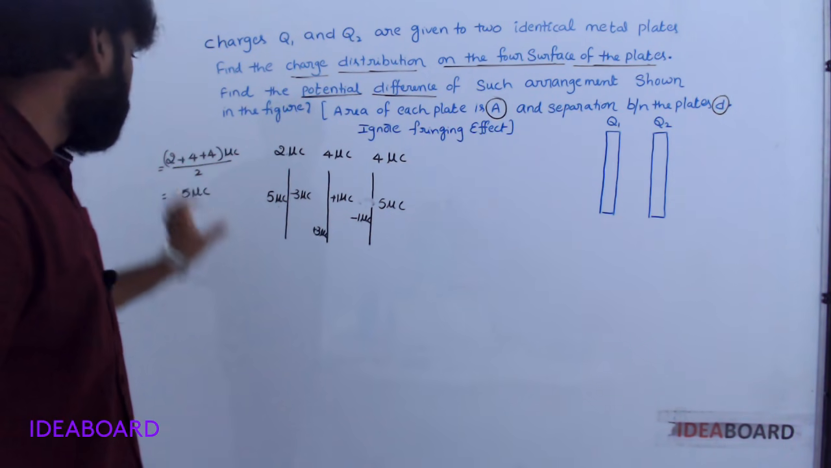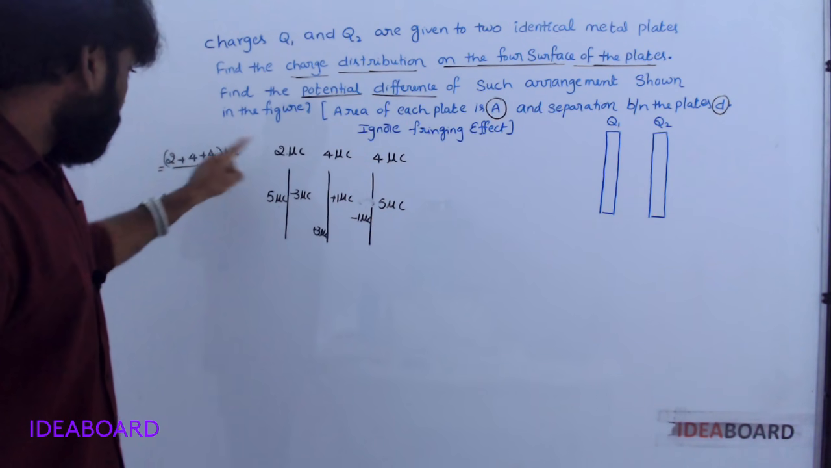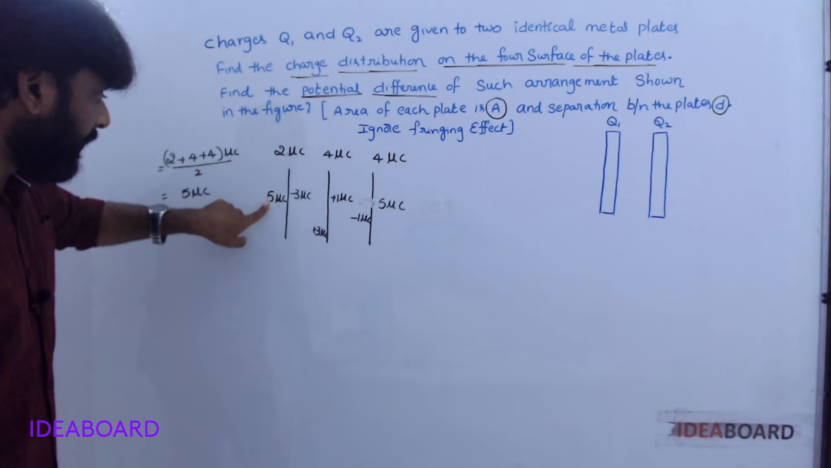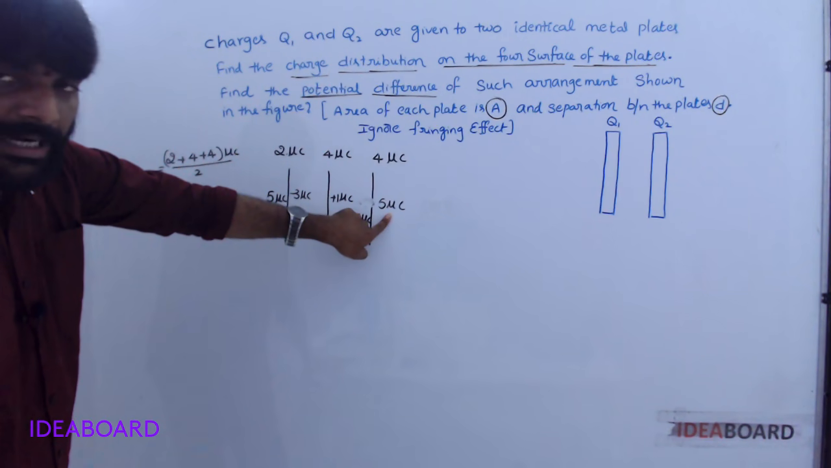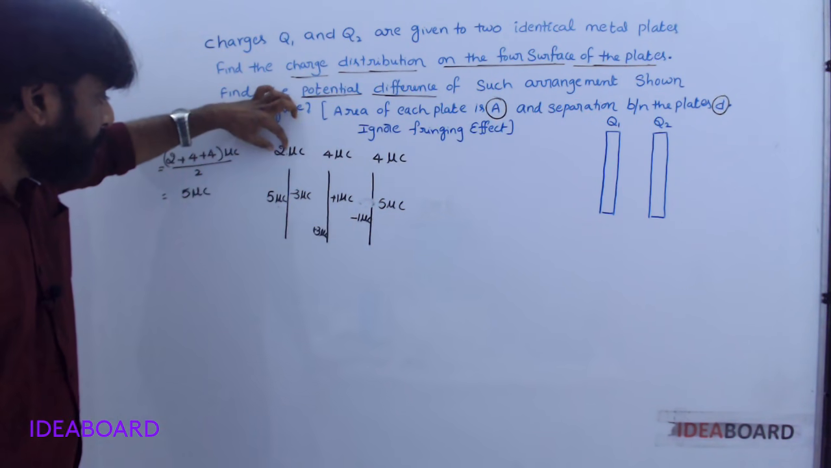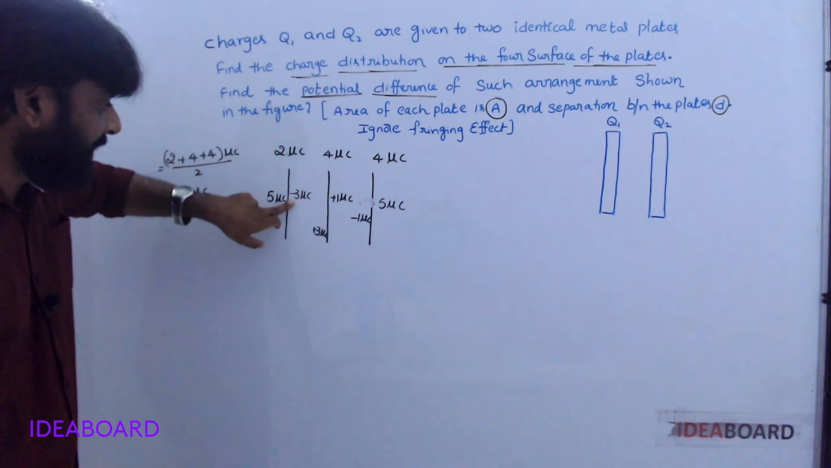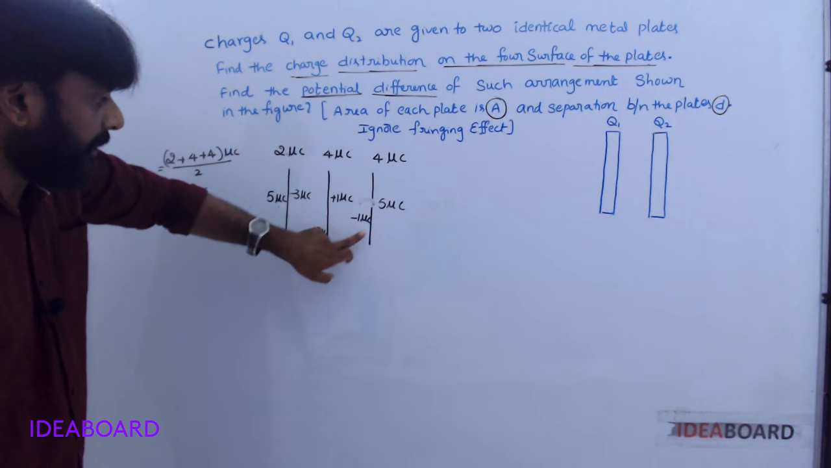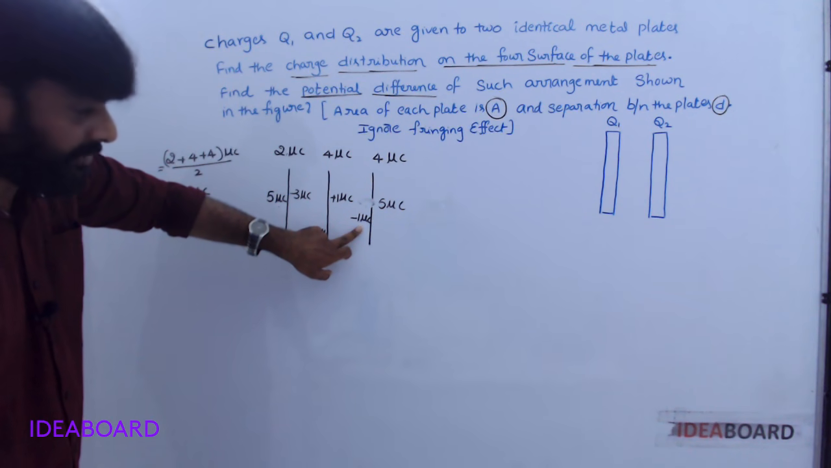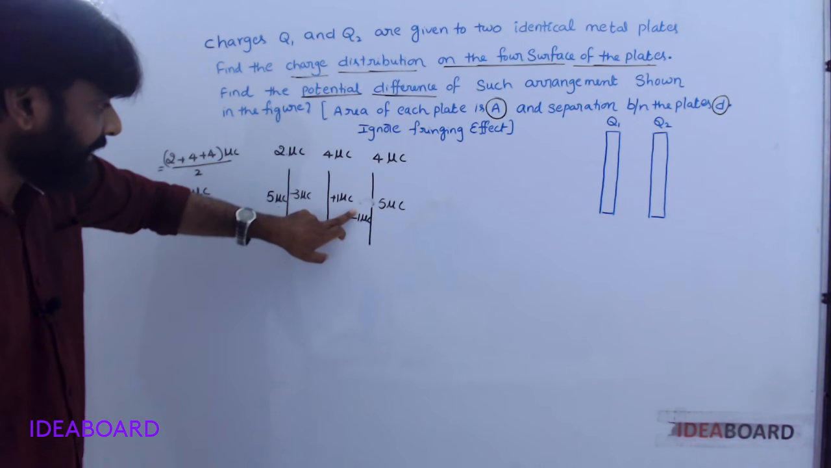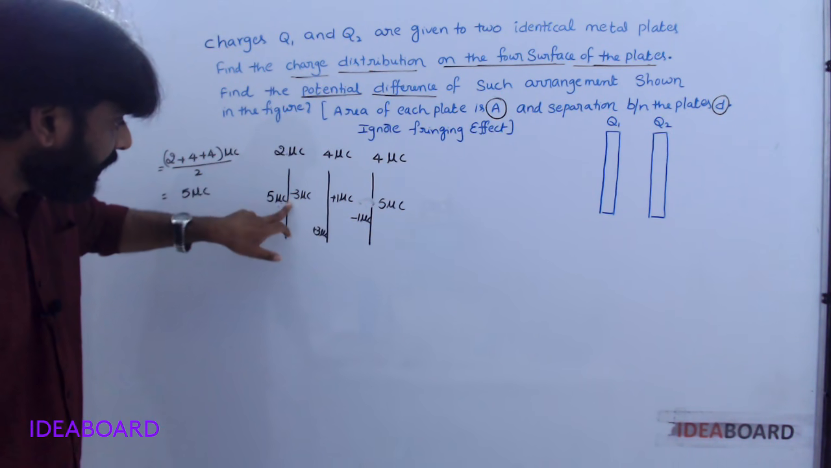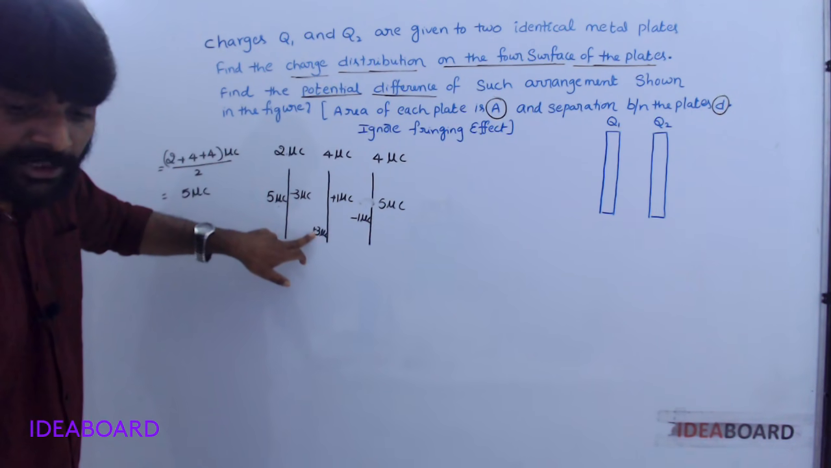First of all, take the sum divided by 2, 5 microcoulomb, on the outside. Here 2 minus 5, so the inner side is minus 3. Here 4 minus 5 is minus 1 microcoulomb on the inside. Due to induction, the individual charge here is plus 1 microcoulomb, and here plus 3 microcoulomb.